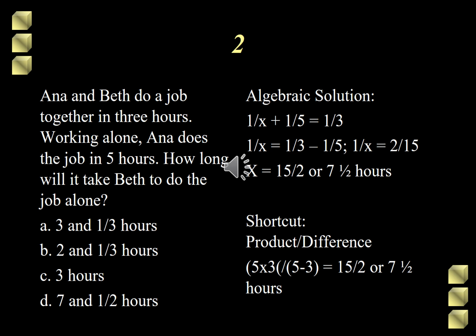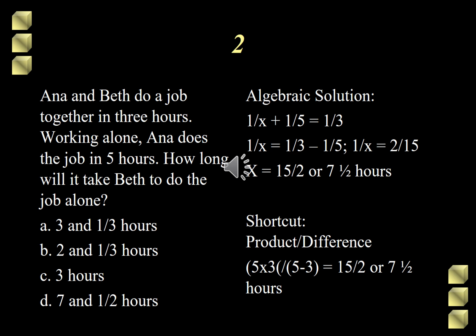Now this is a work-related problem that is usually taught in algebra classes. If you look at the problem, we are given the time of the two working together, Anna and Beth, which is 3 hours, and the time of Anna working alone, doing the job in 5 hours. So we are asked to find the time of Beth.